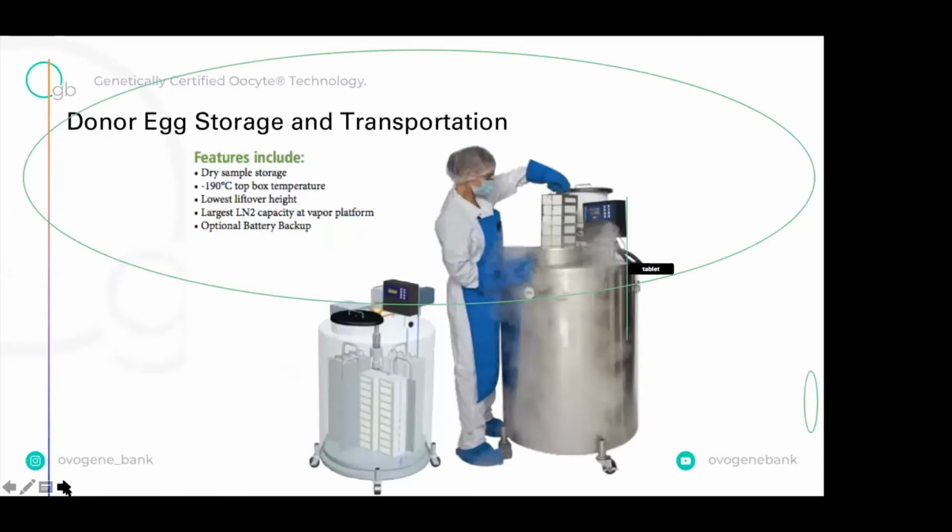We are using mostly vapor technology. We are not using direct liquid nitrogen technology, because vapor technology is much safer for the donor oocytes. It keeps the lower part and upper part at almost the same temperature, and with a data logger and SMS system, even if we are not in the clinic, with a backup of liquid nitrogen and a backup of battery, we are controlling the whole system.